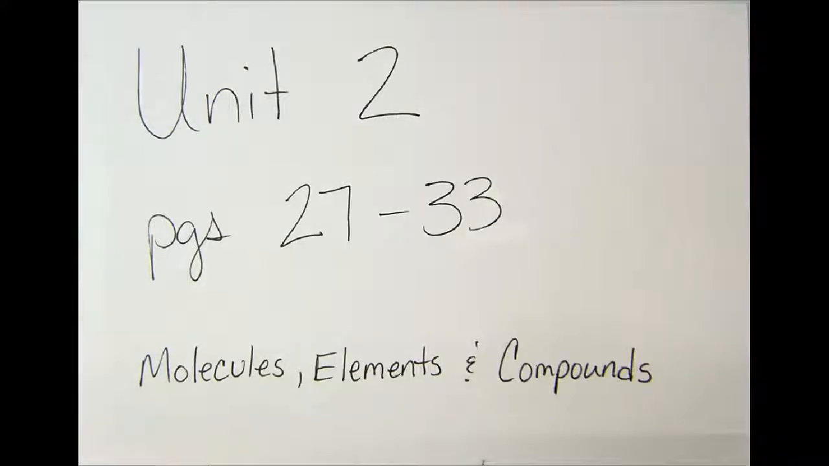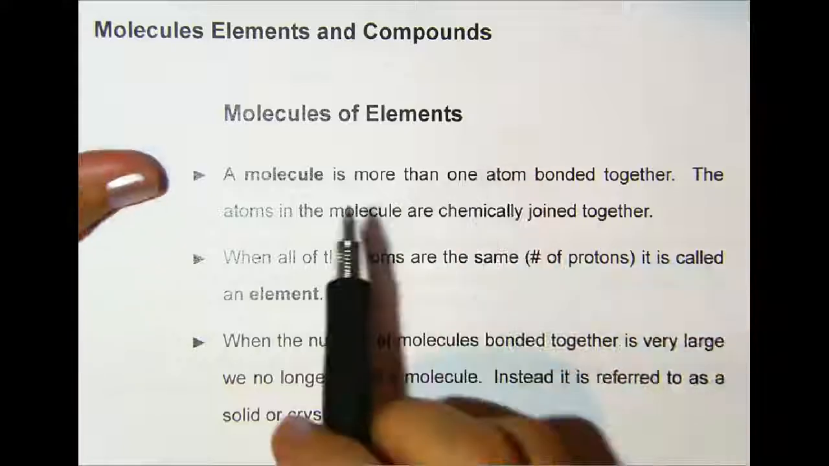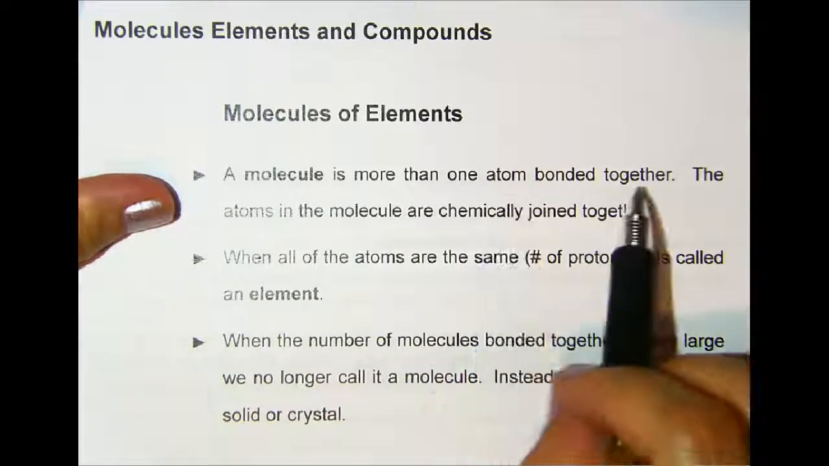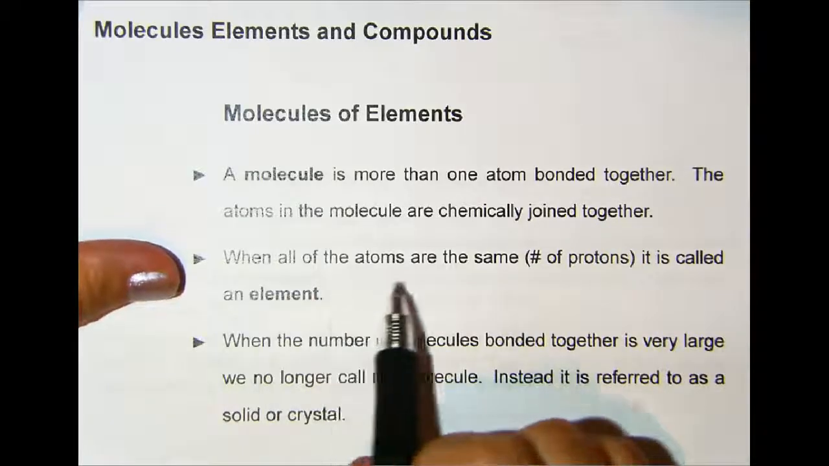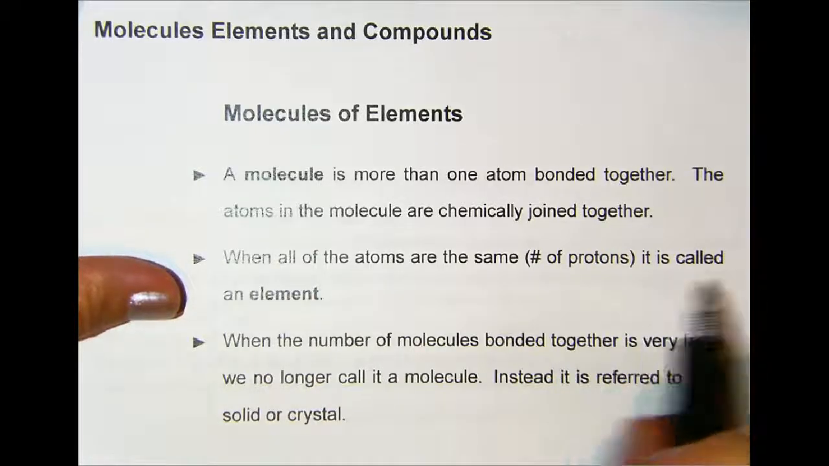Unit 2, pages 27 to 33, Molecules, Elements, and Compounds. Molecules of elements. A molecule is more than one atom bonded together. The atoms in the molecule are chemically joined together. When all the atoms have the same number of protons, it is called an element.